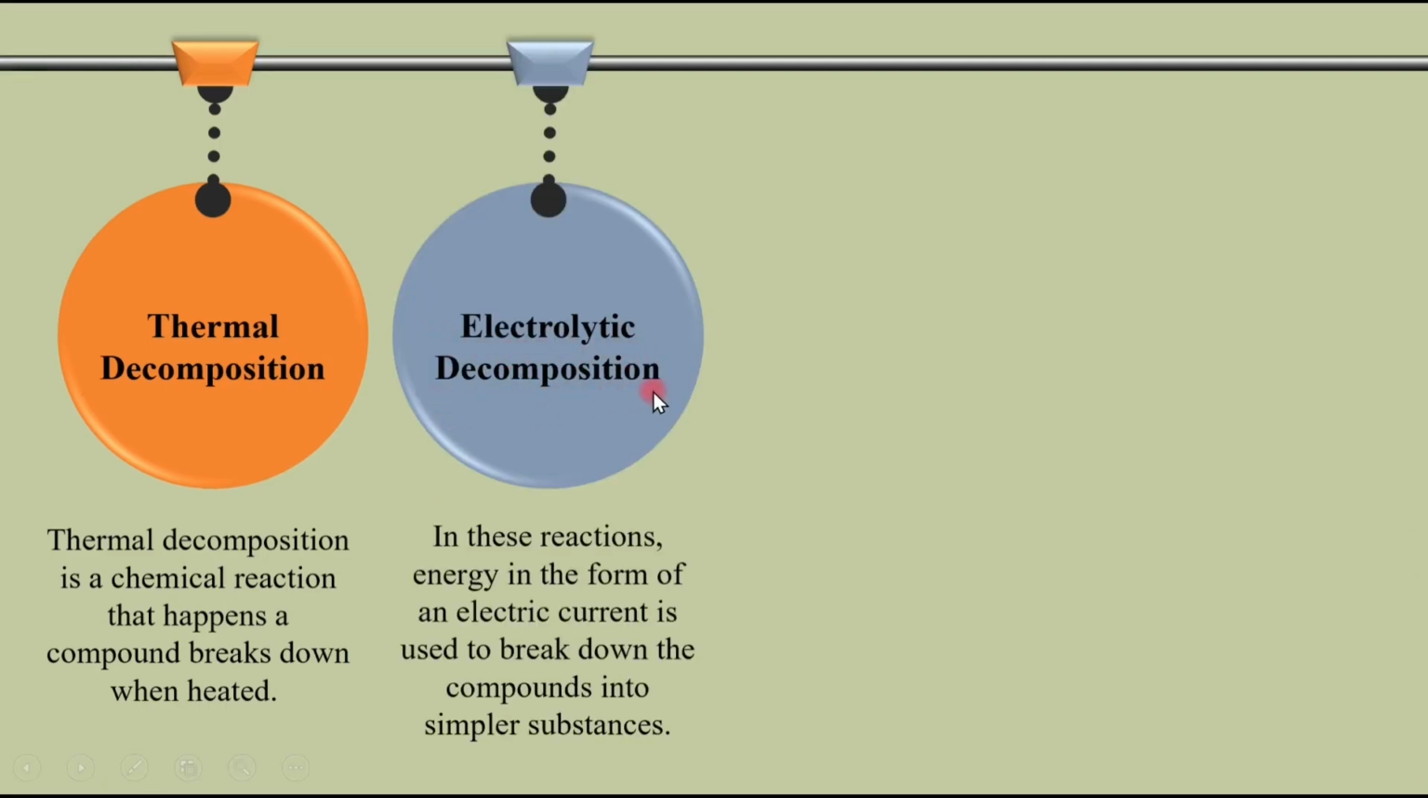Electrolytic decomposition. In these reactions, energy in the form of an electric current is used to break down compounds into simpler substances. Dear student, here the role of electricity is very important. Electric current is used to break down the compounds into simpler substances or simpler products. This is what is known as electrolytic decomposition.